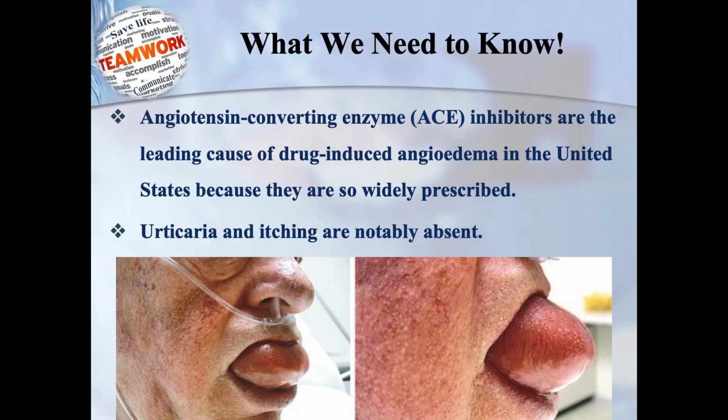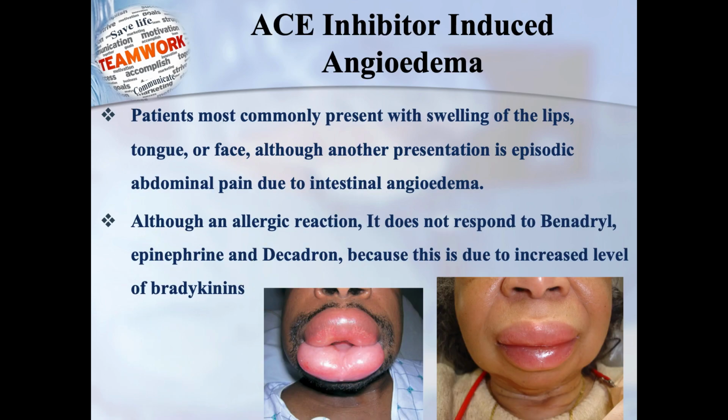So what do we need to know? Angiotensin converting enzyme, or ACE inhibitor drugs, are leading causes of drug-induced angioedema in the United States because they are so widely prescribed. More than 40 million patients use them for a variety of illnesses, including hypertension, MI, heart failure, diabetic nephropathy or neuropathy, and chronic kidney diseases. Unlike other types of allergies, urticaria and itching are notably absent in angioedema. Patients most commonly present with swelling of the lip, tongue, or face, although another presentation is episodic abdominal pain due to intestinal involvement.